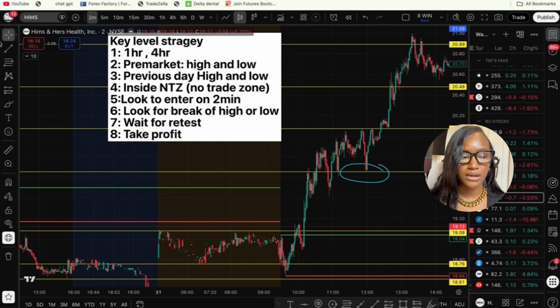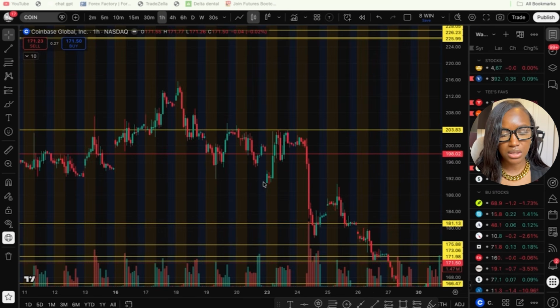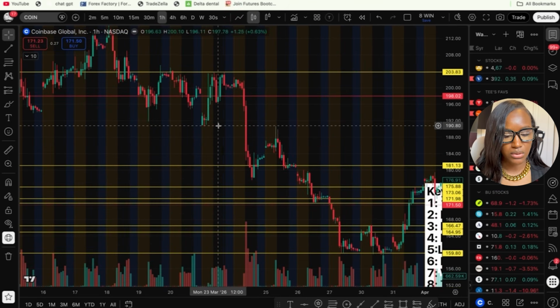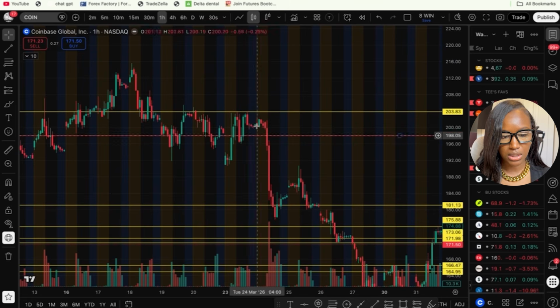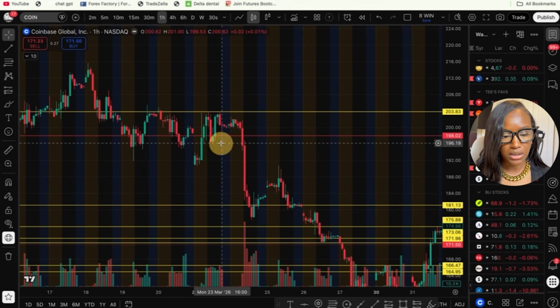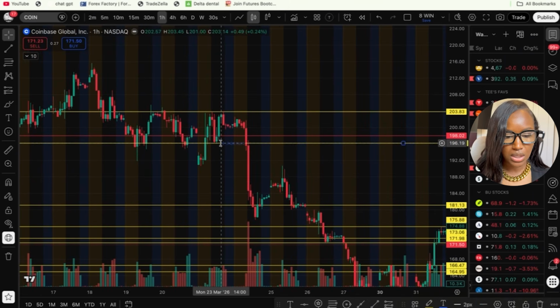Let's go to another ticker, another stock. All right, so as you can see here, we're on the chart COIN, and we're going to go to the hourly chart to get our first set of levels. So with that, we're marking the highs and simply the lows. Look here, like 1, 2, 3 highs, 1, 2, 3 lows.